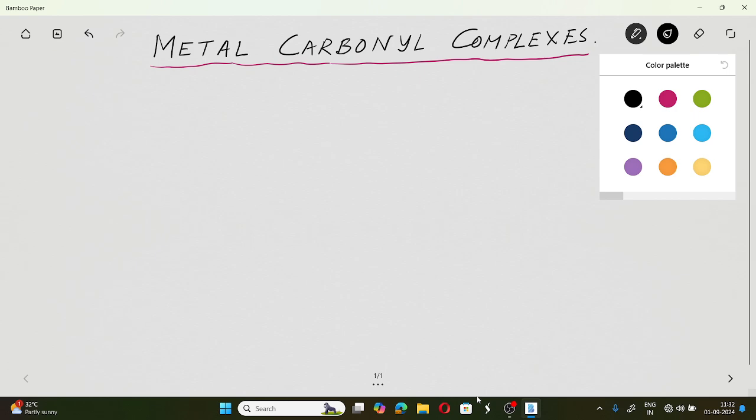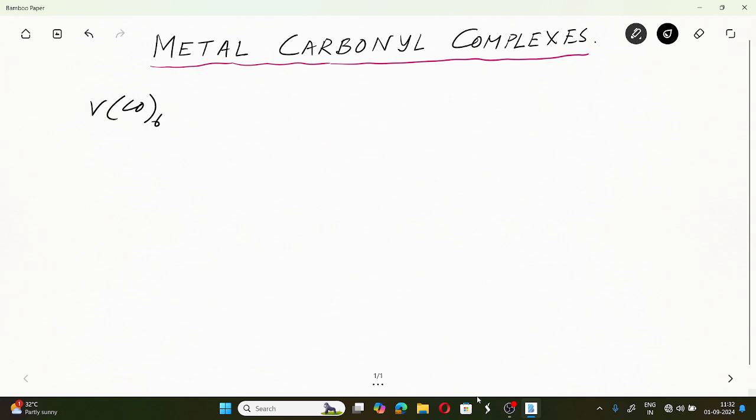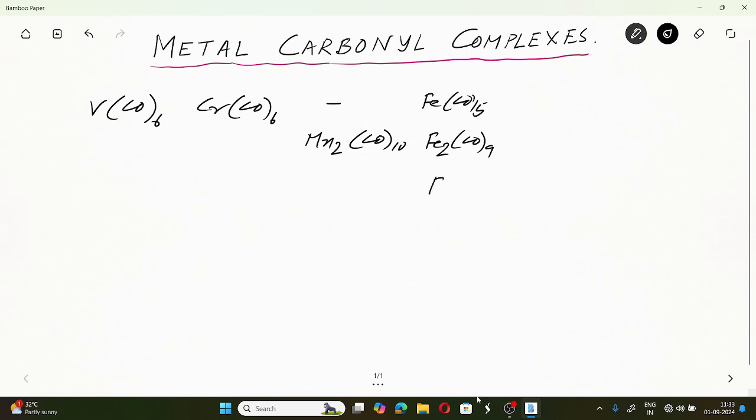So first of all, if you look at the metal carbonyl complexes for the first transition series, if you look at neutral carbonyls, you'll find vanadium hexacarbonyl, chromium hexacarbonyl, then manganese, it forms Mn2(CO)10, that means the mononuclear carbonyl complex is not known. Then iron: Fe(CO)5, Fe2(CO)9. These complexes are known to exist, and even Fe3(CO)12. Then for cobalt, mononuclear complexes are not known. Then Co2(CO)8, binuclear, and tetranuclear, Co4(CO)12.